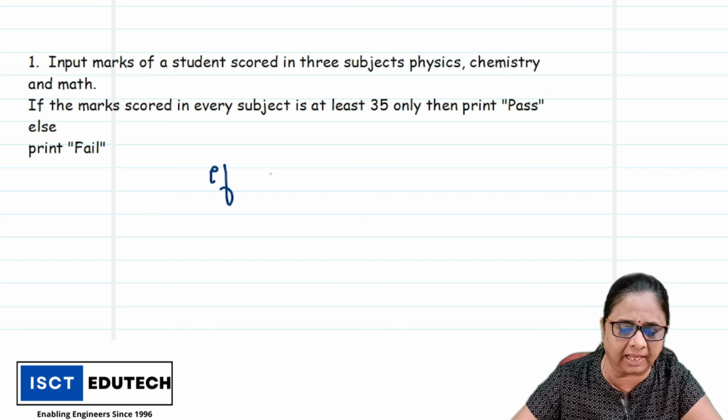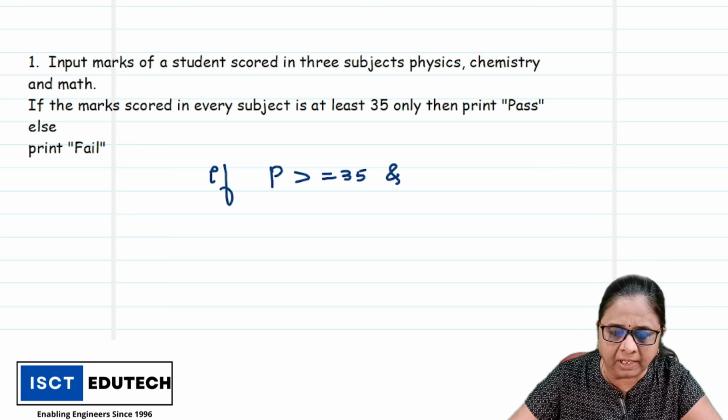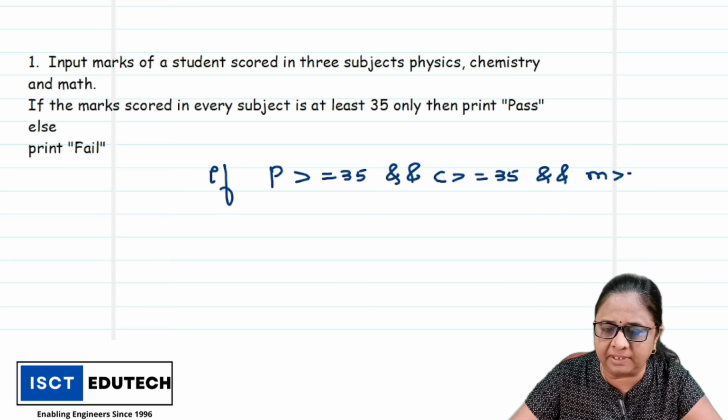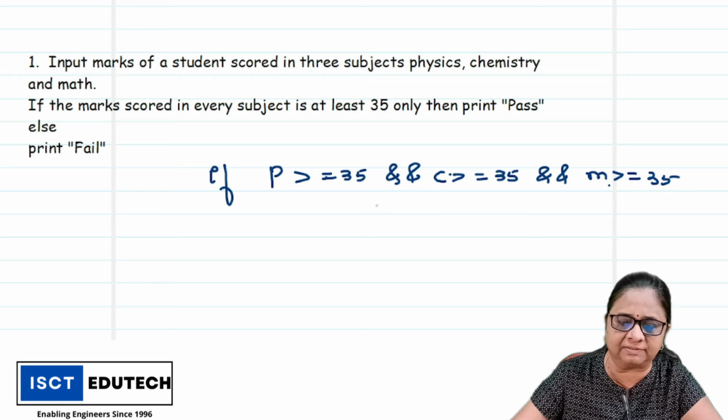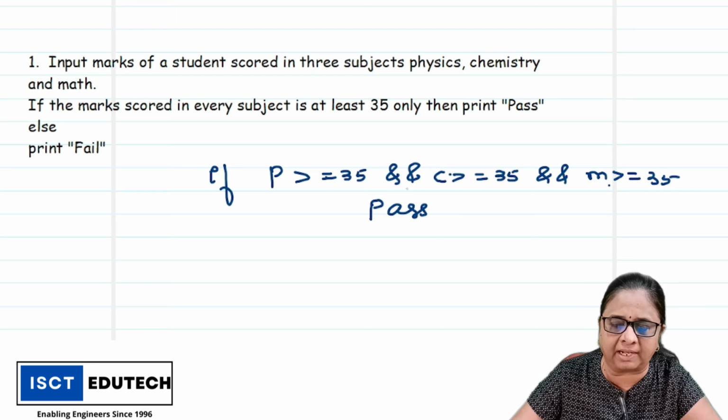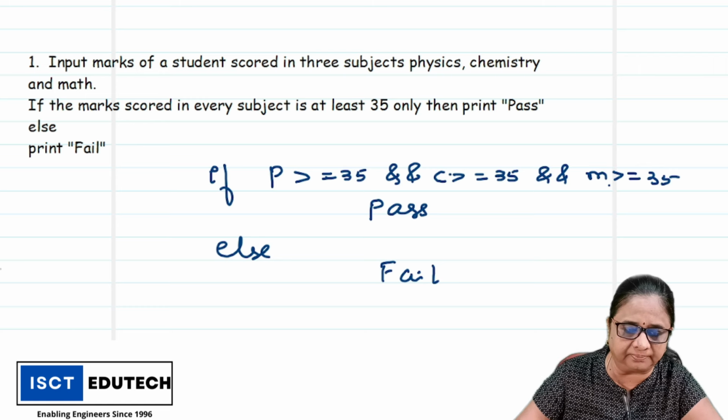So I will simply say if P is greater than equal to 35, put an AND double ampersand symbol. C is greater than equal to 35 and M is greater than equal to 35. If all the 3 conditions are satisfied, only then give it as pass. Even if one condition is false, it has to give it as fail. Let's see how this works.